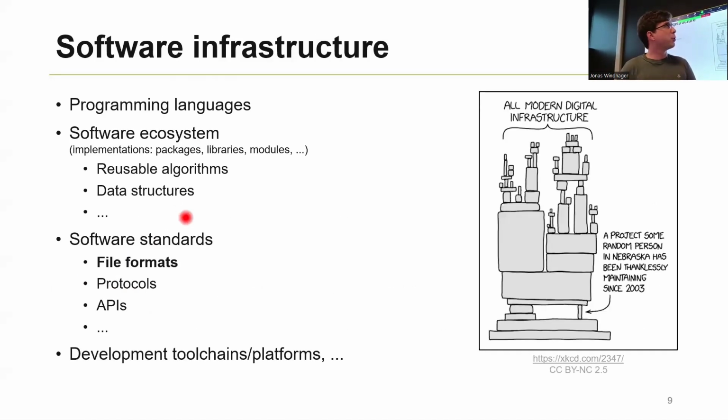Of course, a lot of things fall into the software infrastructure category: programming languages, obviously, but the whole software ecosystem as well, so do you have nice data structures, etc., but importantly, also standards. So that you can really rely on a standardized way of your data representation to speed up your use of algorithms, etc. And many more things fall into this software infrastructure, but what I'll be discussing here is file format.